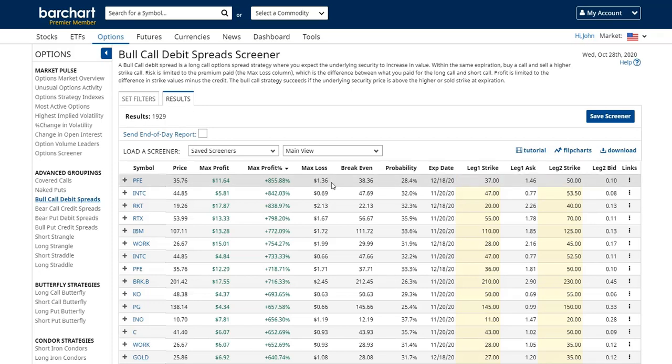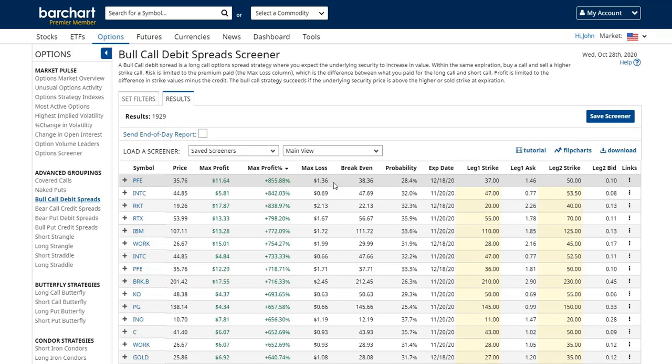All right. Our max loss, again, is the capital outlay to purchase the long leg and the credit to take in. So again, we're going to buy our lower $37 strike at $1.46, and we're going to sell the $50 strike for 10 cents. So the difference here is $1.36. That is our maximum loss that we would take on this trade.